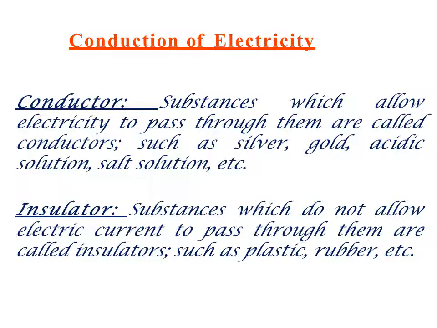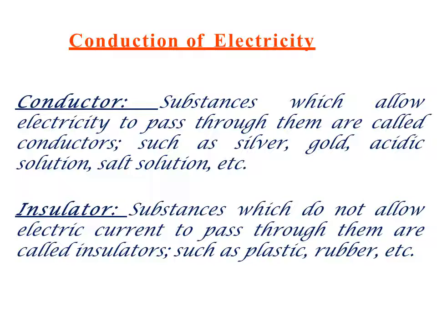Then we have acidic solution, the solution of acid. Then we have salt solution, what we say namak pani. So these all are examples of conductors, and these help the electricity to conduct from one body to another body. Then we have insulator.